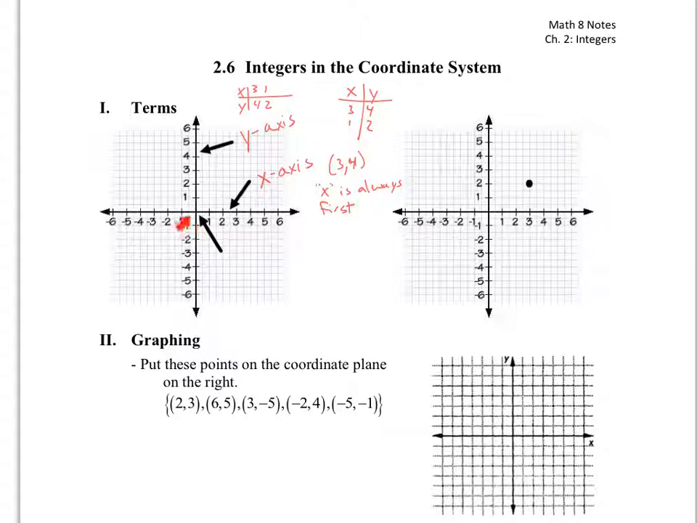Do you guys remember what this center location is called? Not the middle. The coordinates are 0, 0. We know that. The middle point is called the origin. Remember that word from last year?